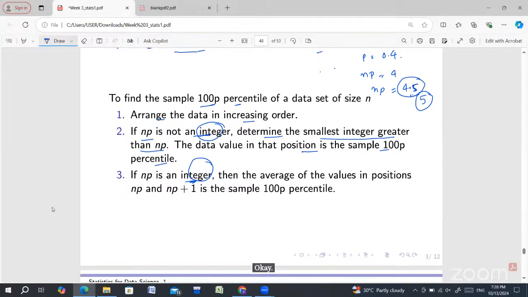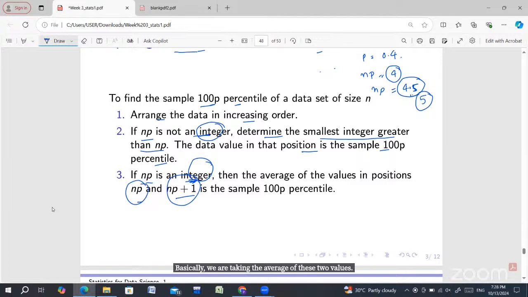And if NP is an integer, then what do we do? Then we take NP and NP plus 1, divided by 2. Basically, we are taking the average of these two values. So NP is your 4, so the values at positions 4 and 5, and taking the average of it, that will be your 100th percentile. As we did in the median case also, you can relate it with that.